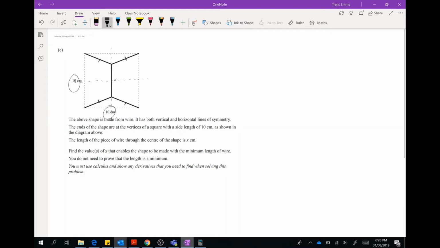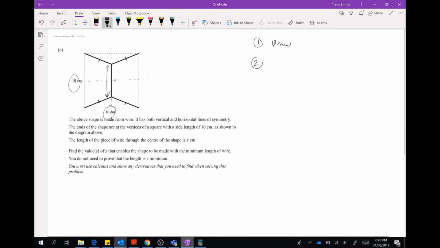The length of the piece of wire through the center of the shape is x. That's shown there, so that length there is x. Find the value of x that enables the shape to be made with the minimum length of wire. You do not need to prove that the length is a minimum. Again, another optimization question, so we just follow the key steps. 1, draw a diagram. We're not going to have to draw because they've given it to us, which is great.